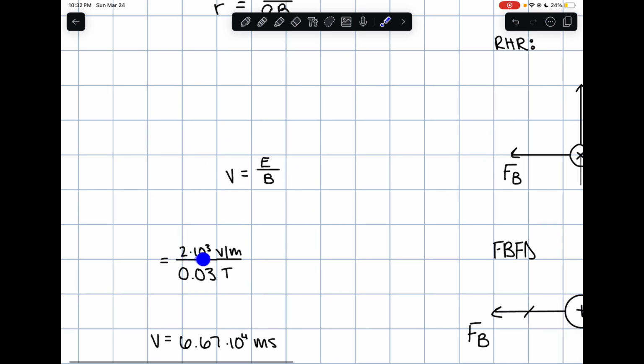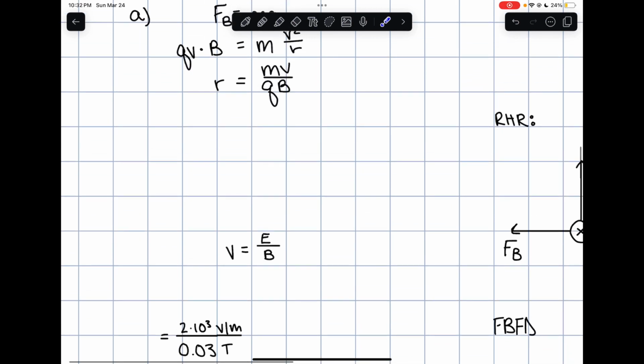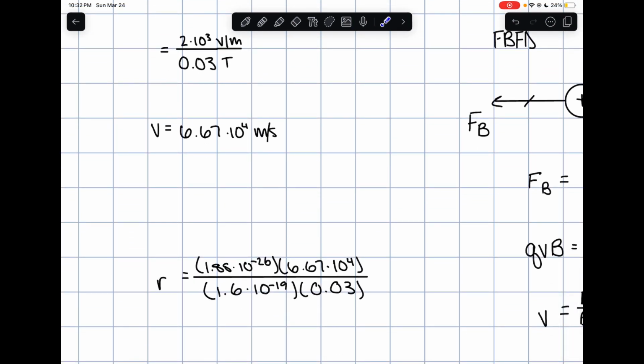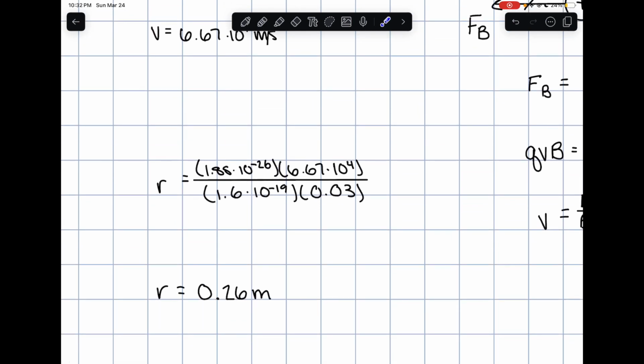We can plug in the given number for the electric field and the given number for the magnetic field, and in this case, I got the velocity to be 6.67 times 10 to the fourth meters per second. Now that we know the velocity, the charge, the mass and the magnetic field, we can substitute in to solve for the radius. So plug in all the given numbers for those four quantities, plug into your calculator, and you should get r equals 0.26 meters.